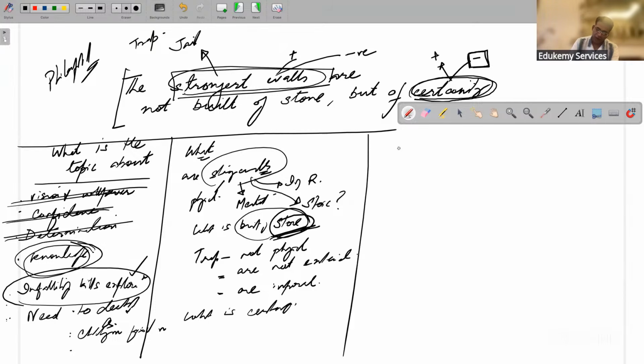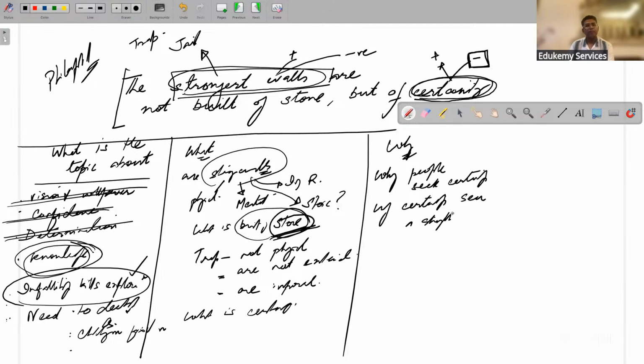Now you ask a question around why. Why people seek certainty? Why certainty is seen as strength? Why strong walls are a trap?